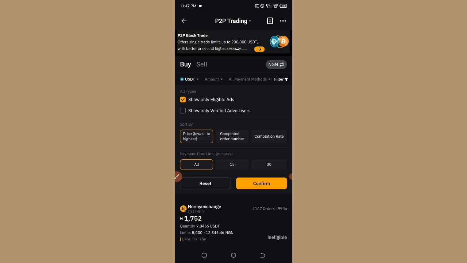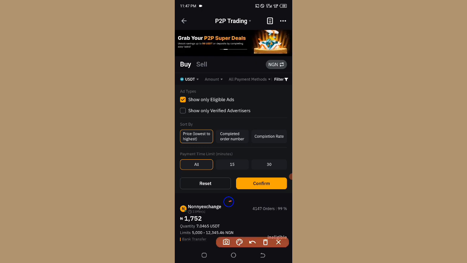The second thing you are going to be seeing there is show only verified advertisers. It's not all advertisers that are verified. For instance, when you look down here, you can see this person. There is nothing, you are not seeing anything at the front. People that are verified, you see a verification badge at the front signifying that they are verified. So when you click on show only verified advertisers, they are going to show you those that Bybit has verified. The importance of that is so that you do not fall into the hands of scammers over here.